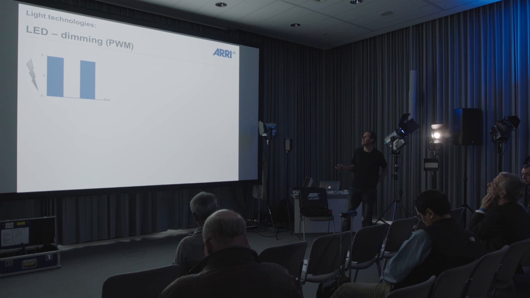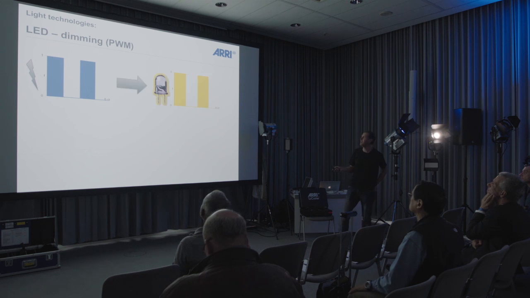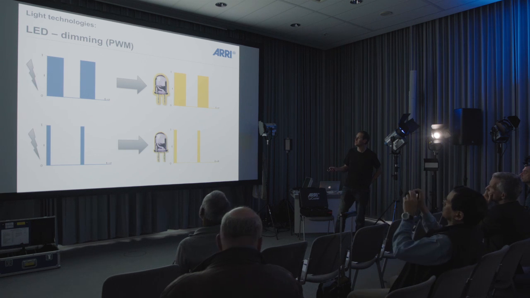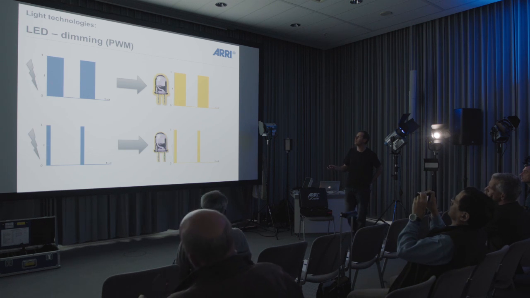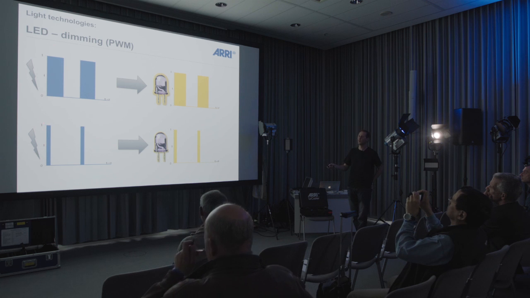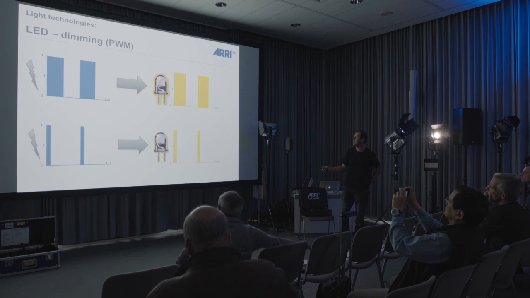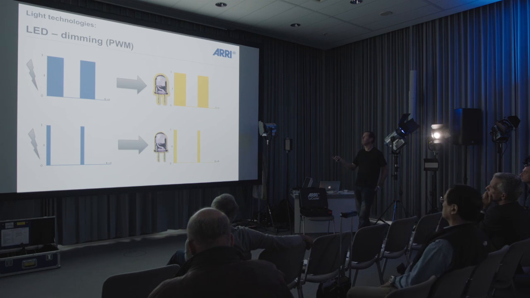And how is it done? It's very simple. Switch on, switch off, switch on, switch off, and the LED just does the same. Light, no light, light, no light. And if we just shorten the period of current on, then we can dim the LED. And of course, this is done very quickly. So otherwise, you would recognize the flickering.